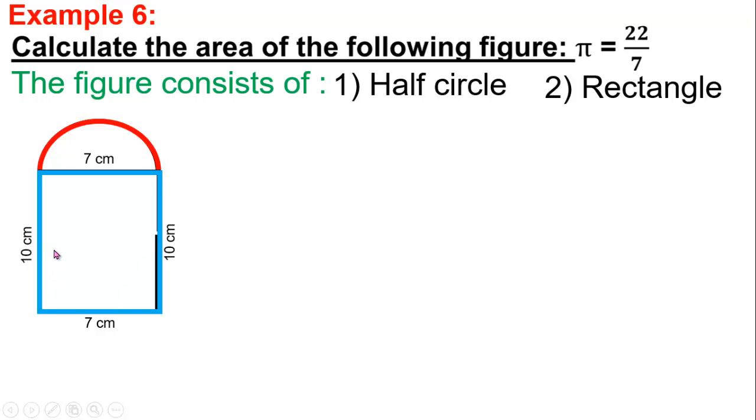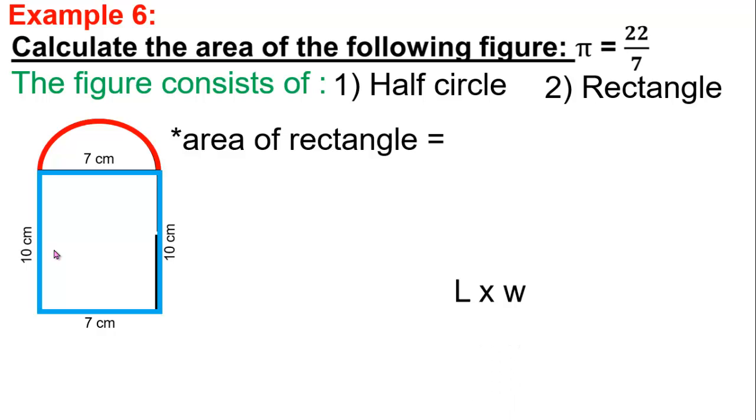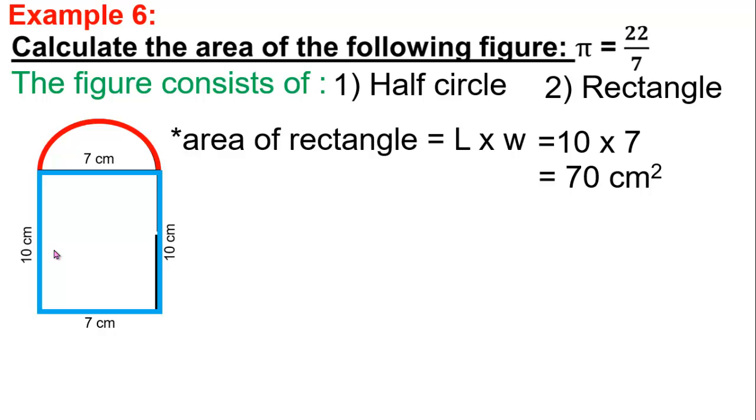Let's begin first with the area of the rectangle. We know that the area of a rectangle is equal to length times width. I know that my length is 10 and my width is 7. So 10 times 7 is equal to 70 centimeters squared. And this is the area of the rectangle.